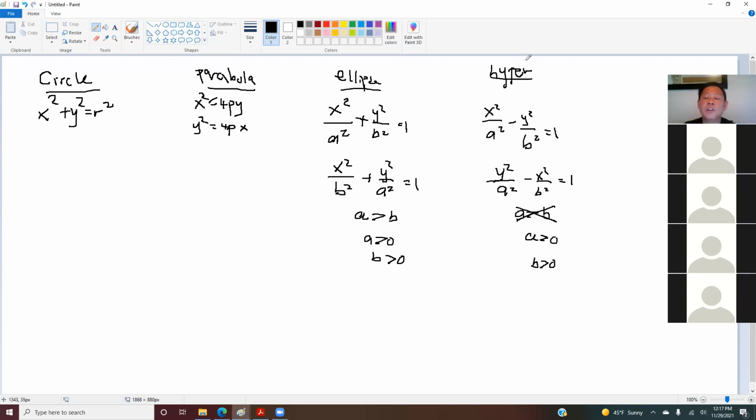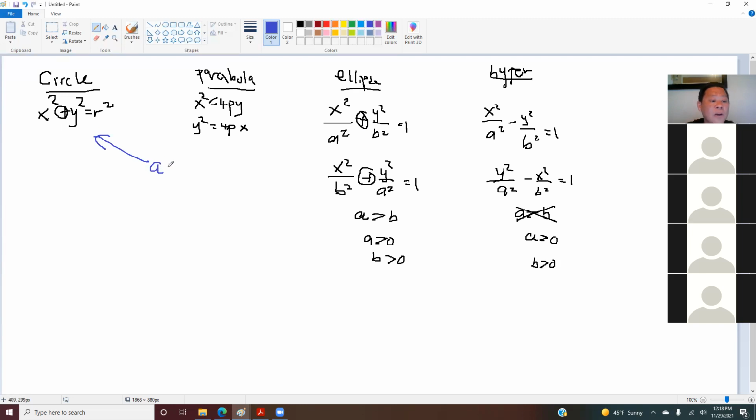So how do you differentiate once you look at the equation? A circle: both of these are squared and have a plus sign. Parabola: only one of the variables is squared, the other variable is not squared. Ellipse: both of the variables are squared with the plus sign. The only difference between a circle and an ellipse in this case is a equals b.